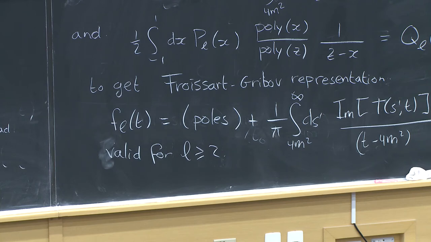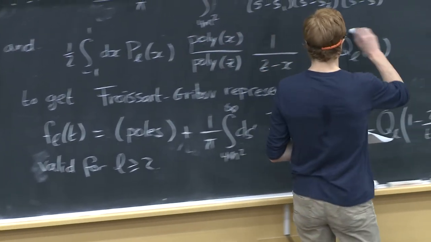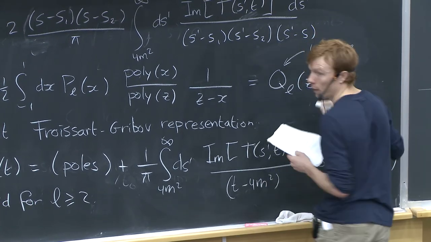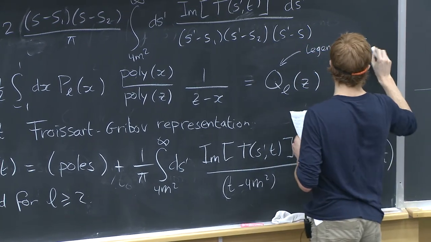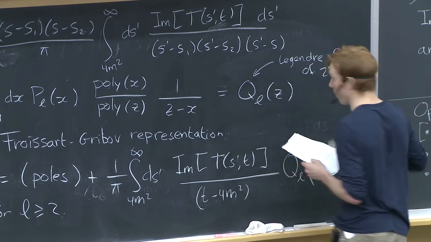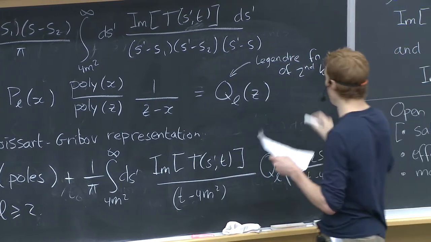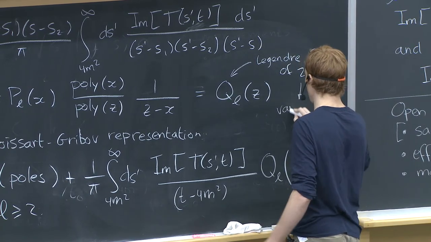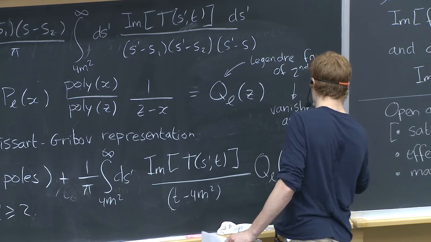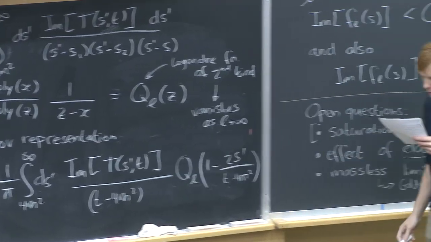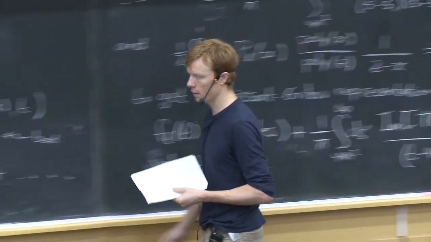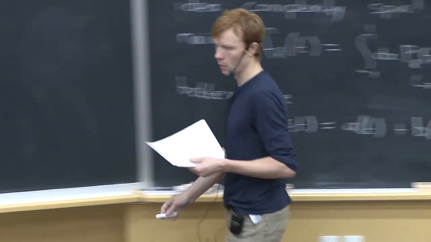This Q_L, very good, is the Legendre function of the second kind. So it's the other solution to this Legendre differential equation. It's not a polynomial, and it vanishes, importantly, as L goes to plus infinity. It has poles at negative integer L, but that's not something I am too worried about here.